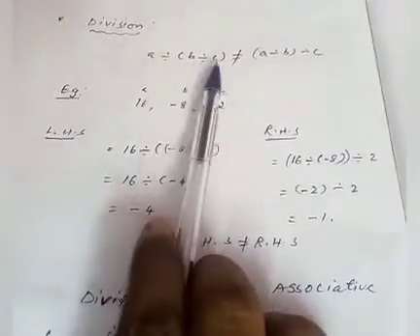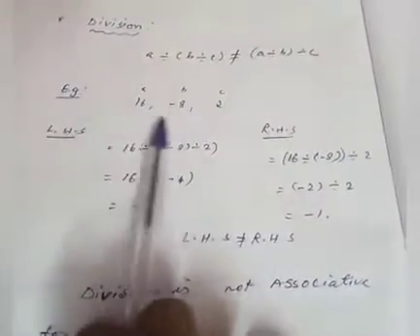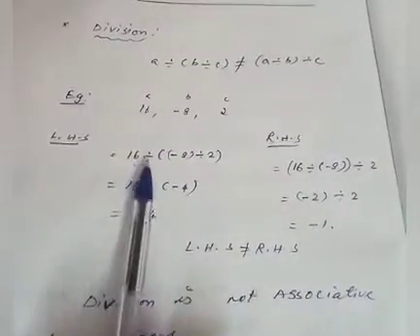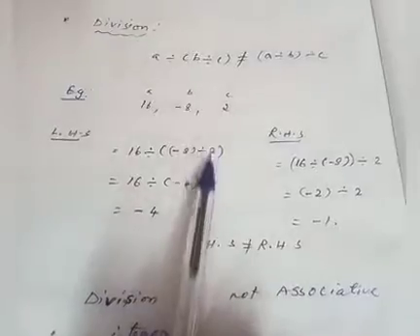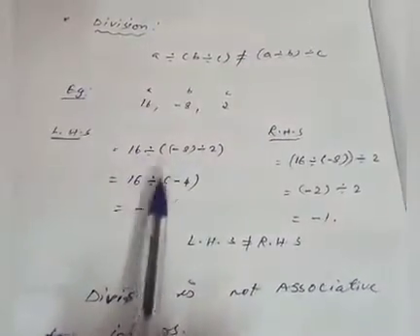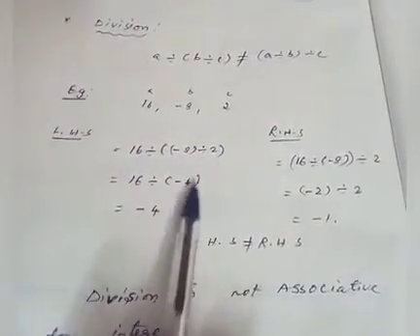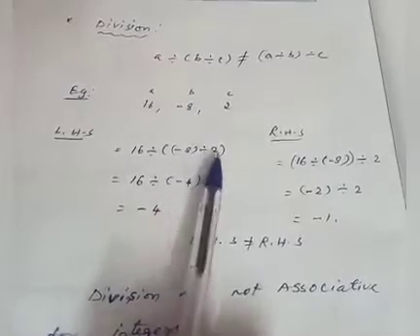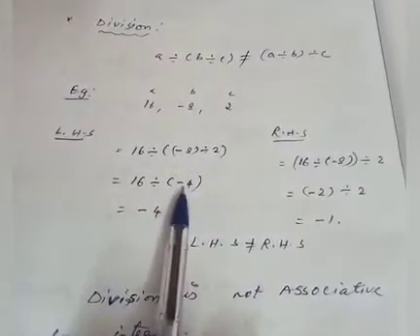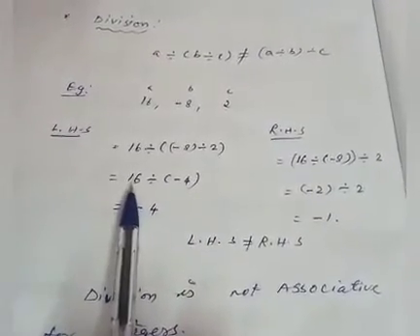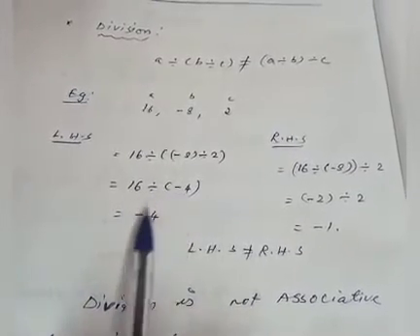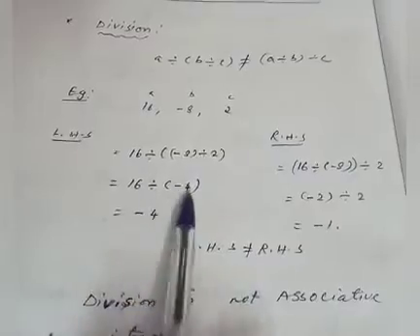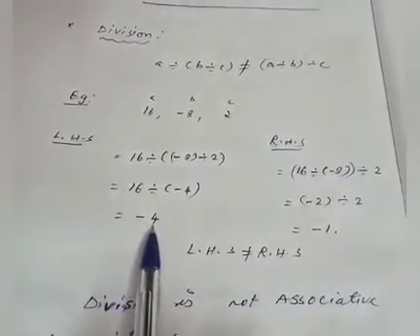So what is the left hand side? (a divided by b) divided by c. Now you substitute these values. A value is 16 divided by b value is -8, then c value is 2. So 16 divided by -8 is -2. Negative integer divided by positive integer is negative integer. So -2 divided by 2 is -1.